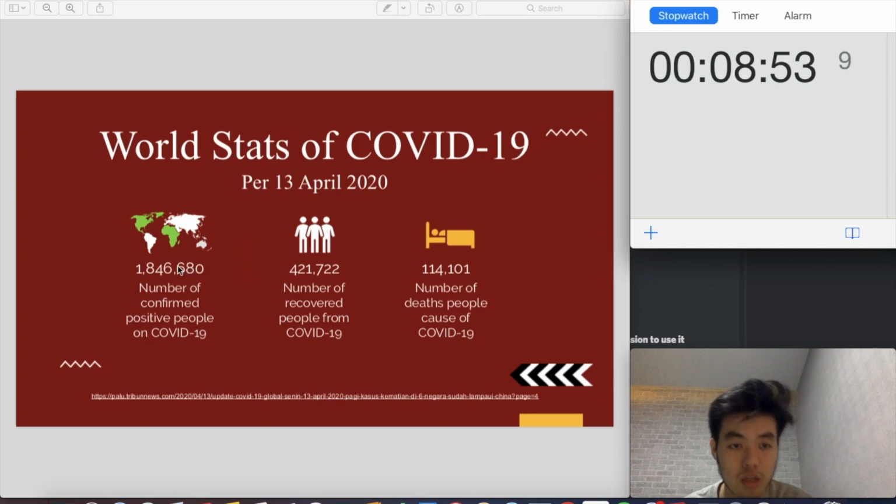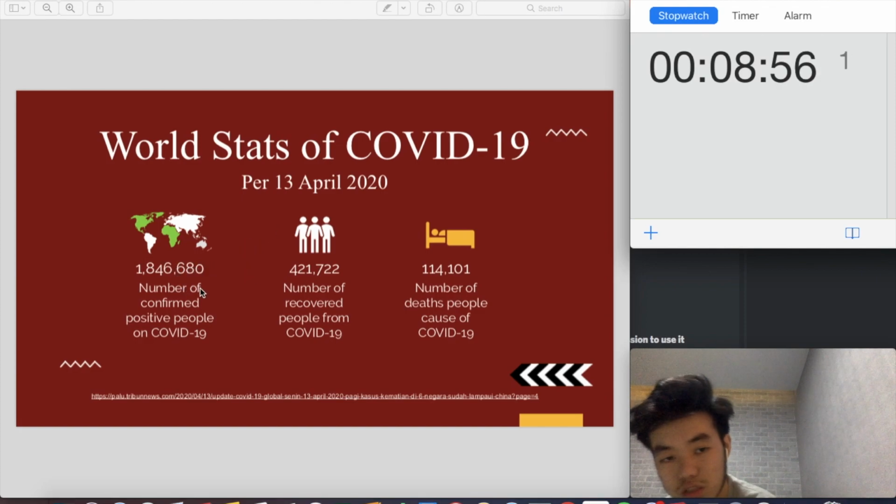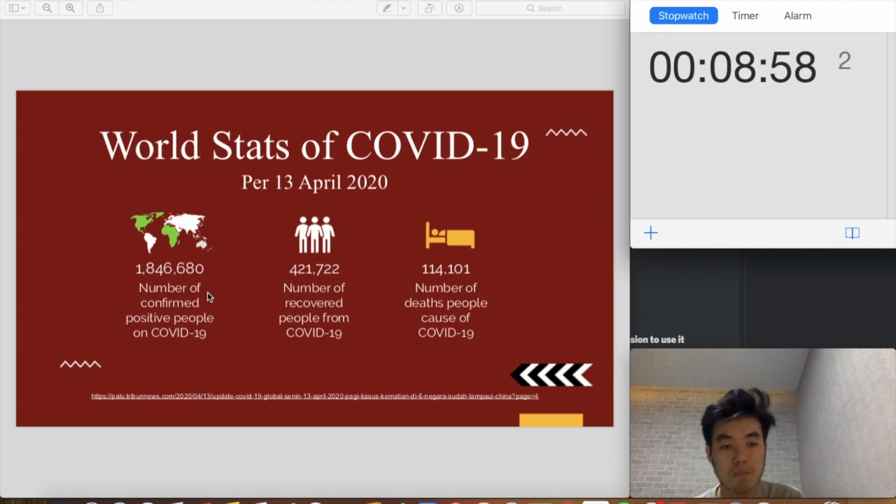So there are 1,846,680 confirmed positive people with COVID-19. There are 421,722 people recovered from COVID-19. There are also 114,101 deaths caused by COVID-19.